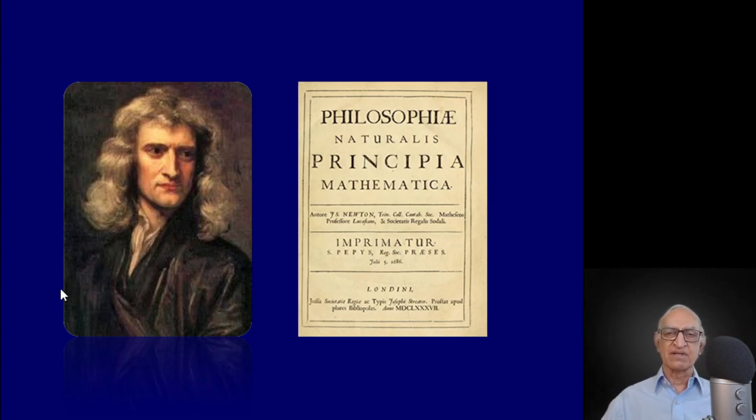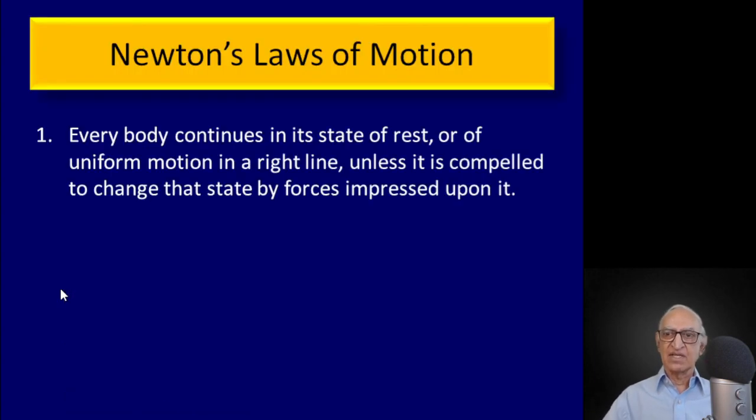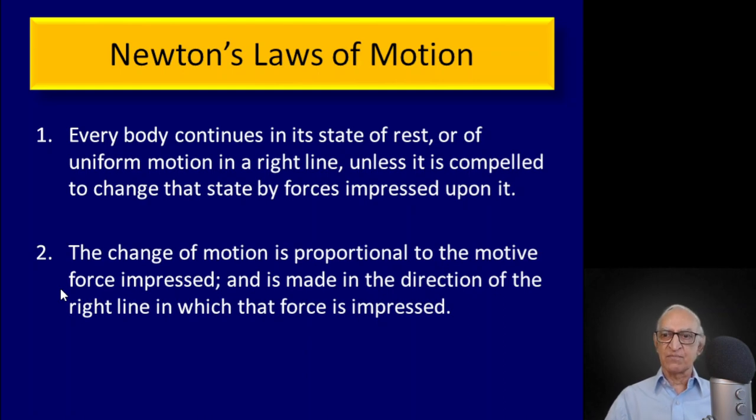Newton, in his Principia, not only stated his laws of motion, but also his principle of relativity. Let us first begin with the laws of motion. The first law states that every body continues in a state of rest or of uniform motion in a right line unless it is compelled to change that state by forces impressed upon it. And the second law states the change of motion is proportional to the motive force impressed and is made in the direction of the right line in which that force is impressed.